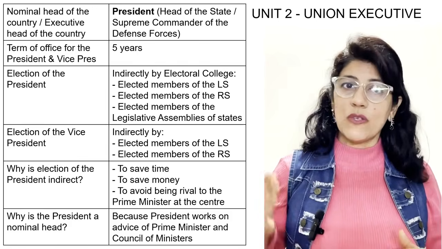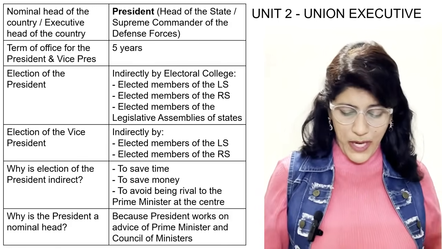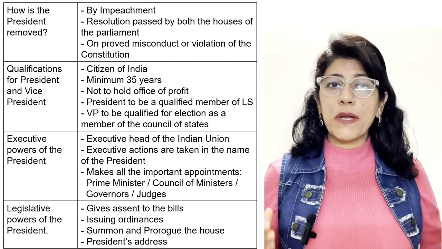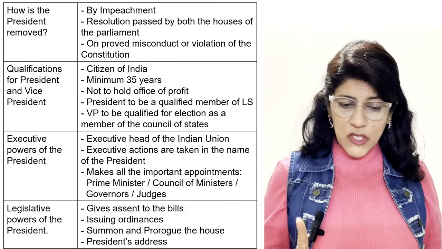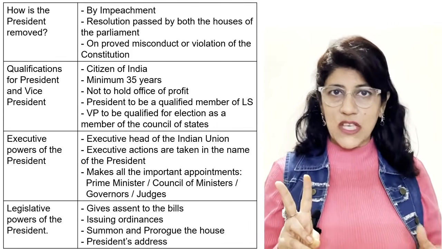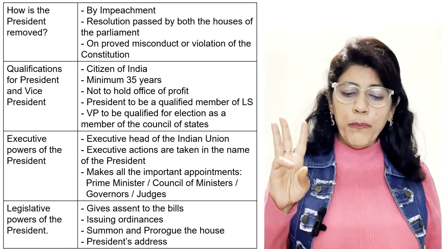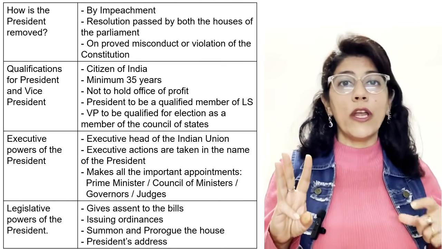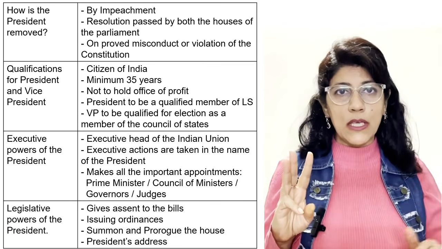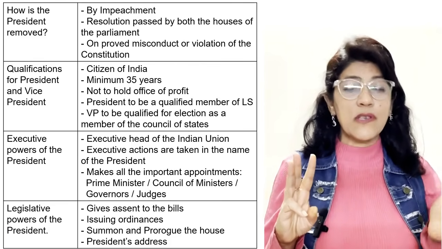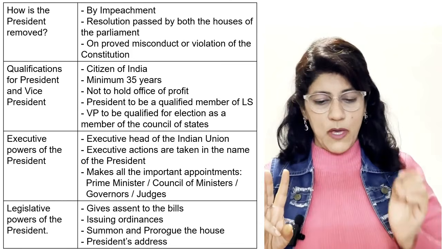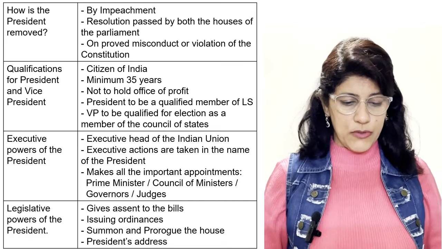Because the President always works on the advice of the Prime Minister and Council of Ministers. How is the President removed? By impeachment. A resolution passed by both the houses of Parliament, obviously by a majority of 2/3, on proved misconduct or violation of the Constitution. Both points can be grounds on which we can start the impeachment procedure. So don't write only misbehaviour: write on proved misbehaviour and violation of the Constitution.